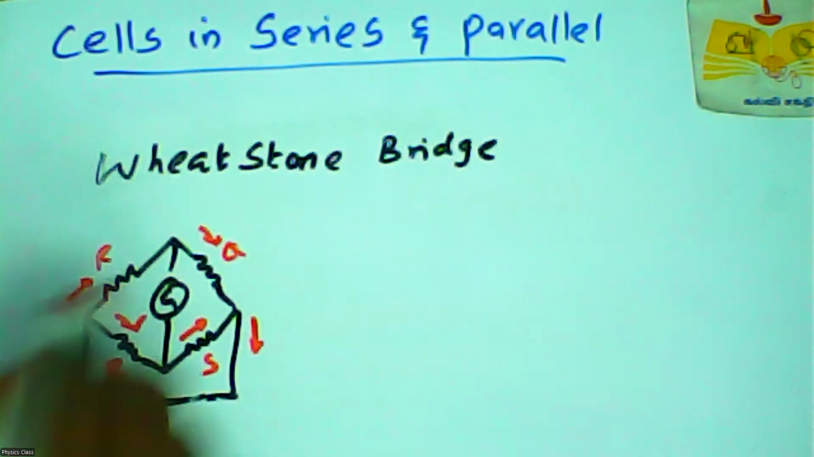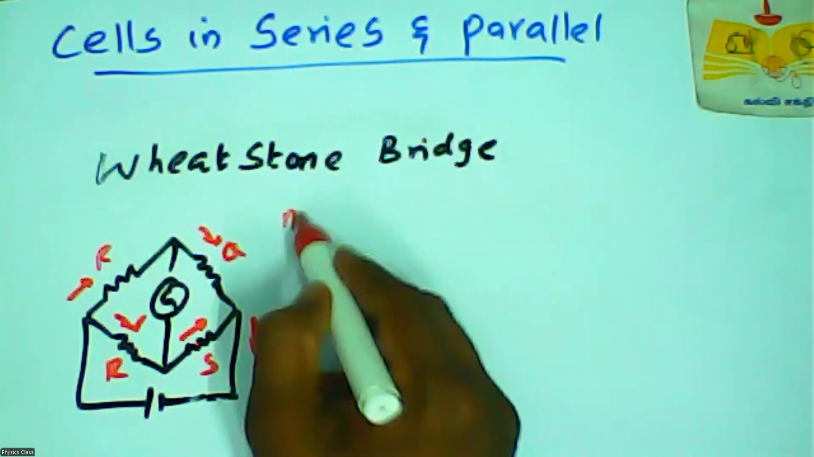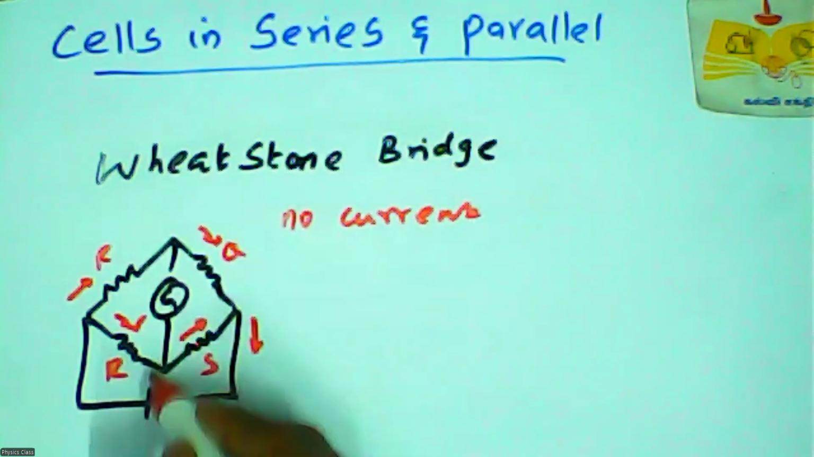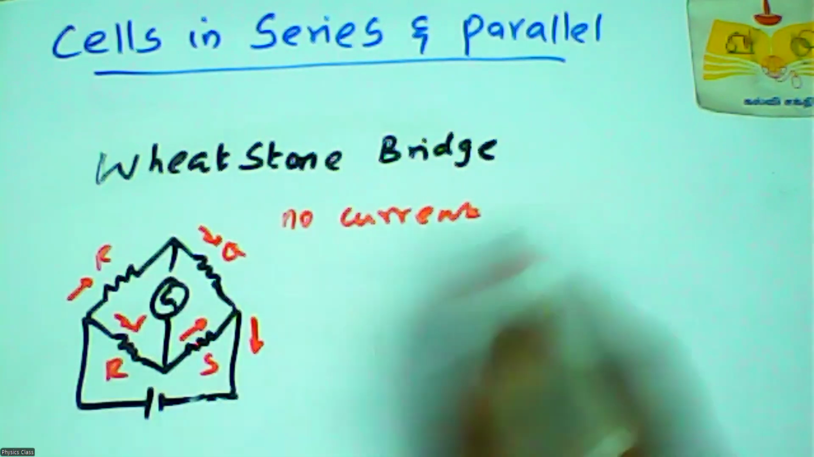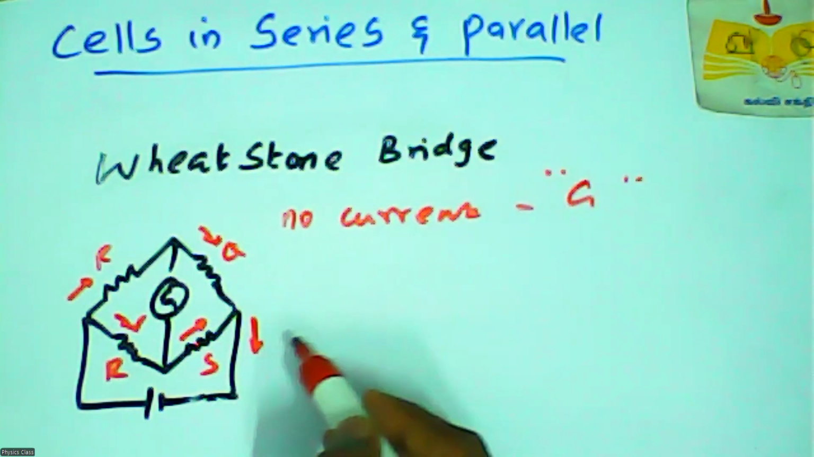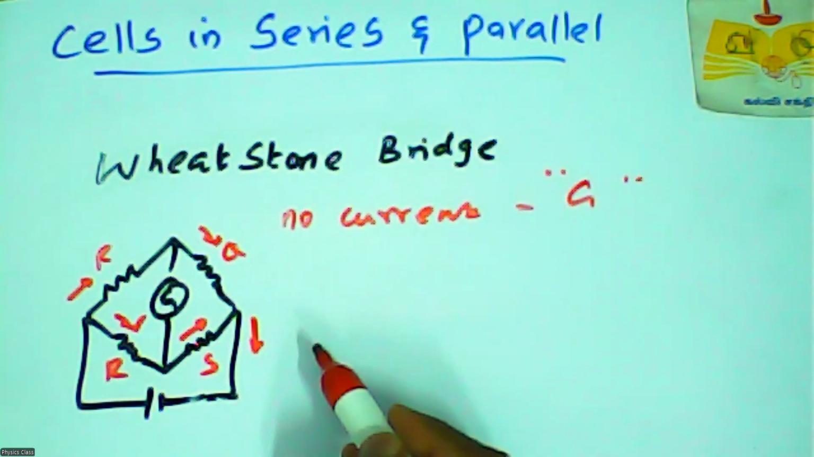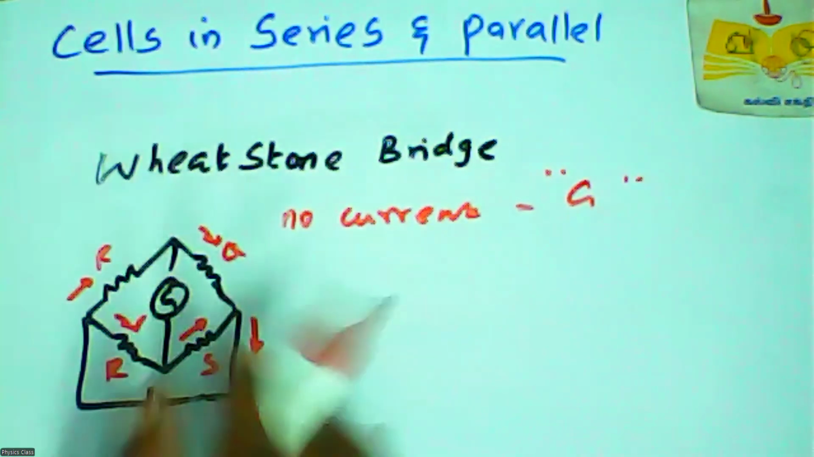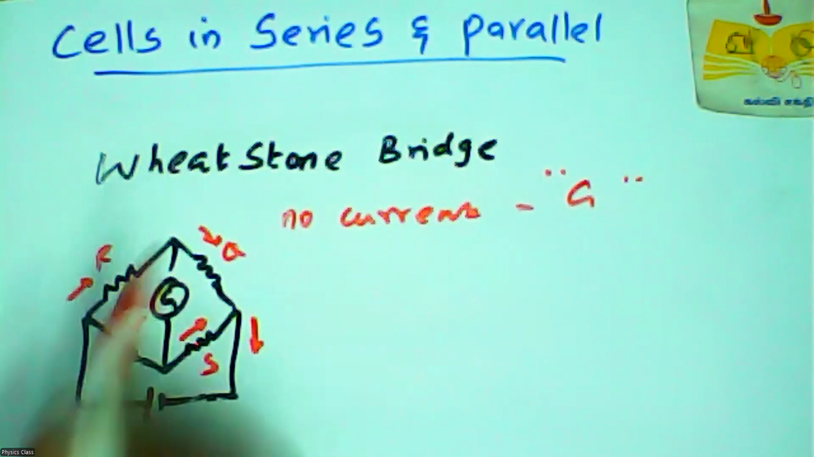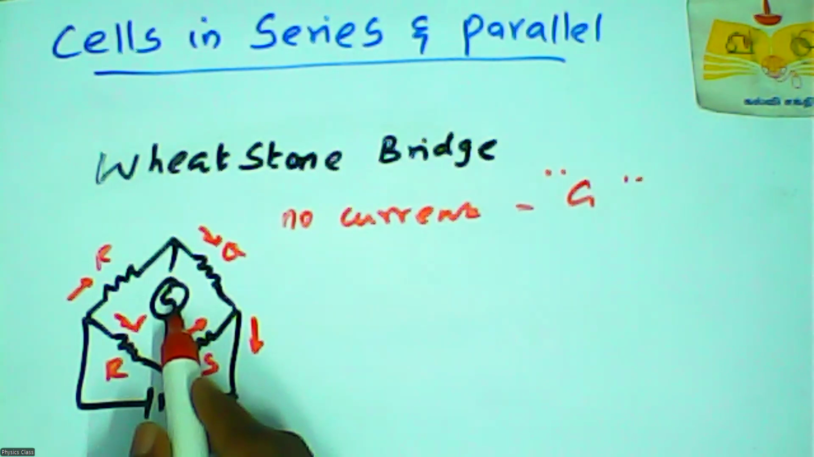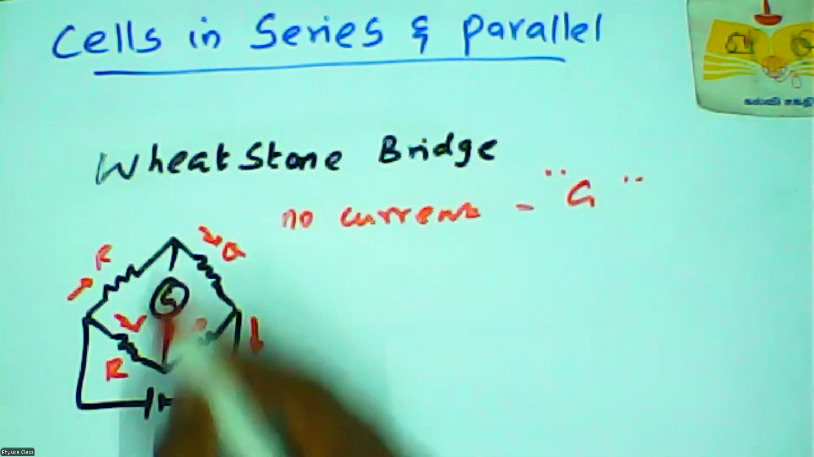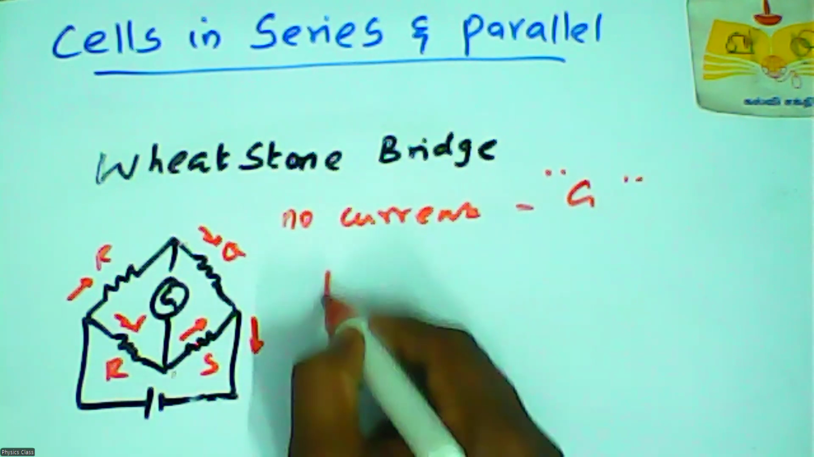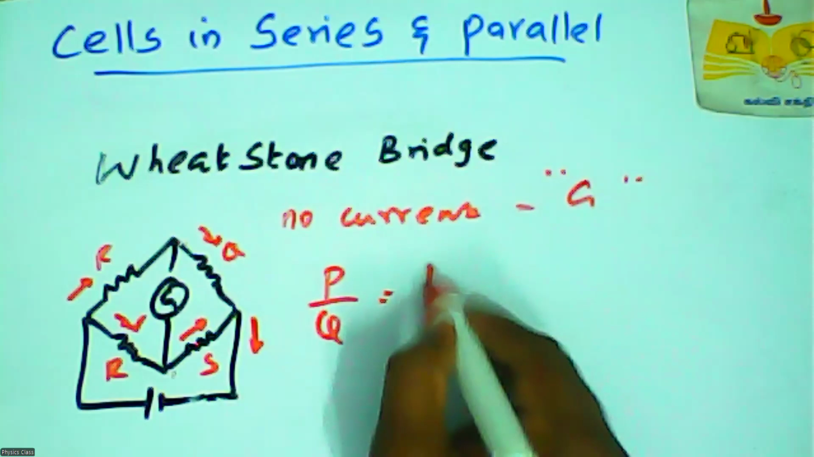The bridge is balanced when there is no current passing through this galvanometer. So if the current passing through the galvanometer is 0, then we can say that the bridge is balanced. The galvanometer is connected between the middle points, these two points. So the balance condition is P by Q equal to R by S.